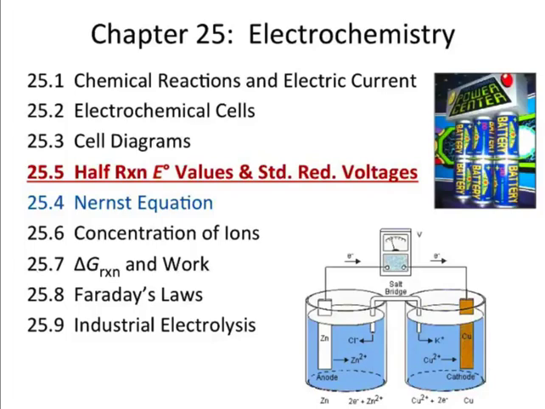Hello, in this video we introduce our system by which we can determine the cell potential between any two given half reactions. And so the system is called standard reduction voltages or standard reduction potentials, and from that we get cell potentials, E with a degree sign.